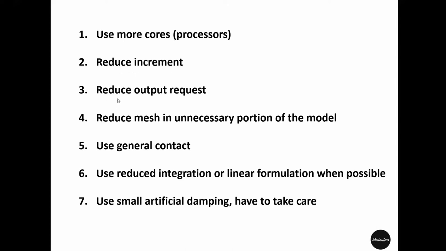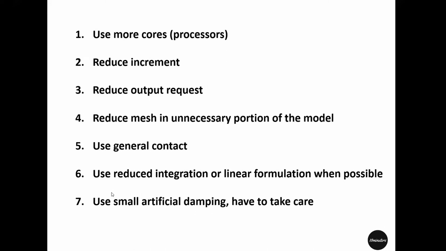We will cover increasing simulation speed by using more cores or processors in the computer, reducing the increment size, reducing the history and field output request, reducing the mesh in unnecessary portions of the model, increasing simulation speed using general contact, also using reduced integration or linear formulation when possible, using small artificial damping, and finally, some tips on the importance of using appropriate material properties.